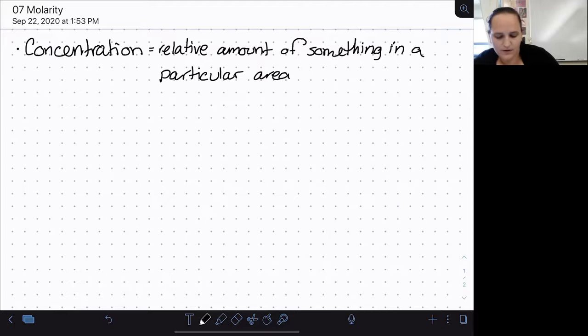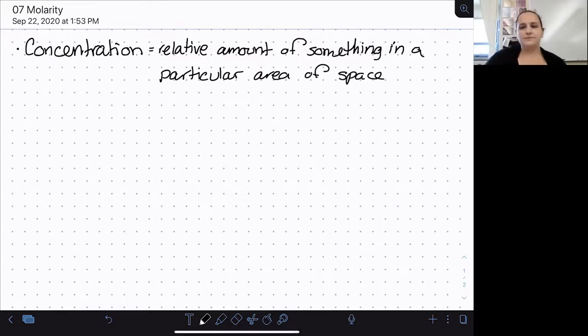A particular area of space. Keep it super general here. So concentration is something that we use to measure the amount of solute dissolved in a solution. But the idea of concentration can really be applied to anything.